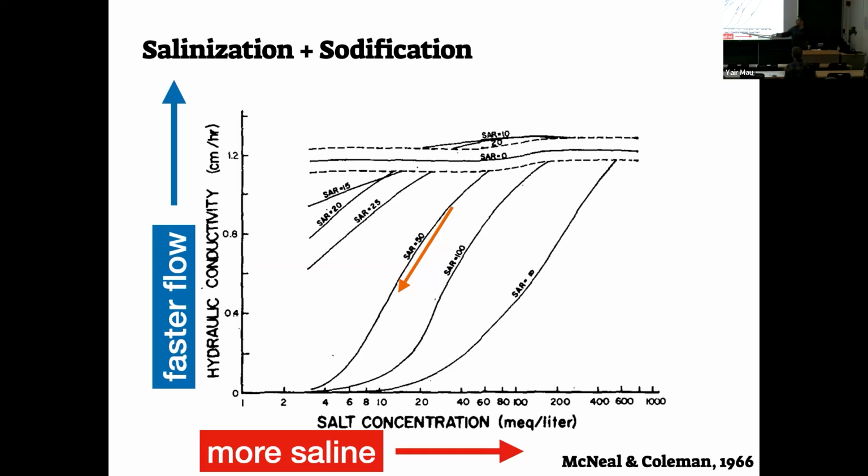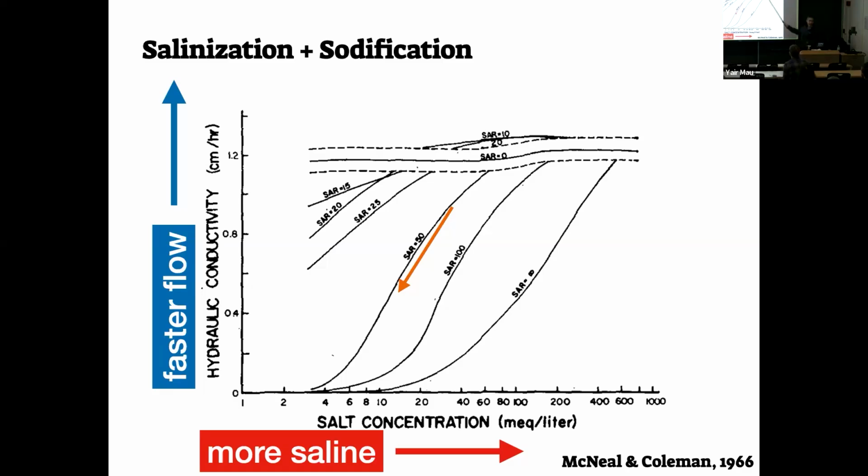Here we have salt concentration. So as you go from left to right, the water in the soil becomes more saline. And on the vertical axis, we have hydraulic conductivity, which as you go up, the water flows through the soil faster. So this is a classic experiment that we test how permeable our soil is to the flow of water. So these experiments go like that.